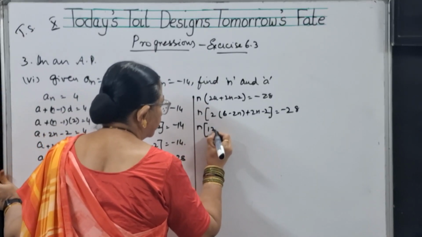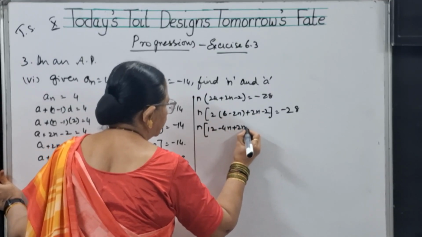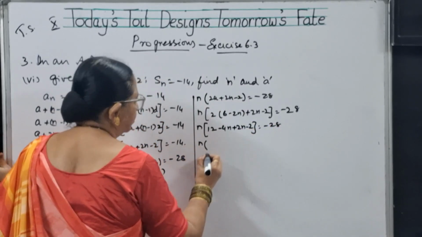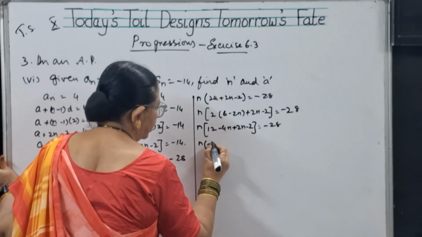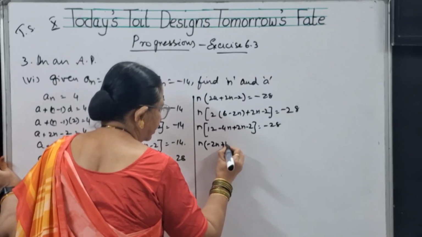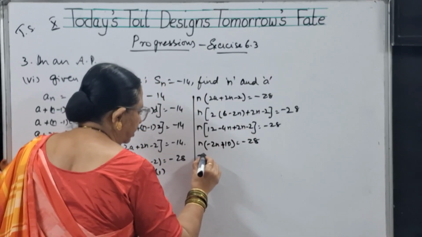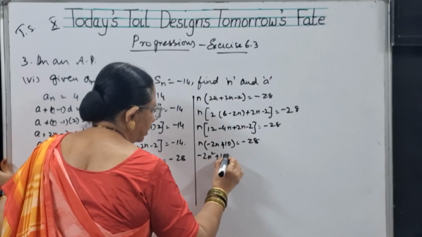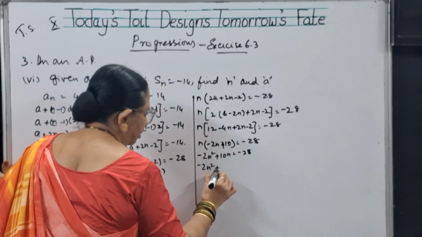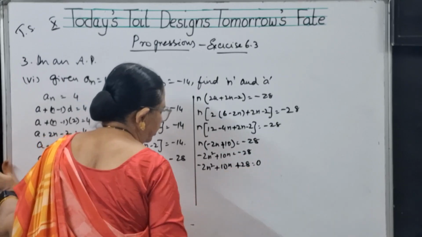2 into 6, 12, plus, minus 2 twos are 4n, plus 2n minus 2, is equal to minus 28. That means n into (minus 4n plus 2n is minus 2n, plus 12 minus 2 is plus 10) is equal to minus 28. That means minus 2n square plus 10n is equal to minus 28. Means minus 2n square plus 10n minus 28, when it comes here, plus 28 is equal to 0.